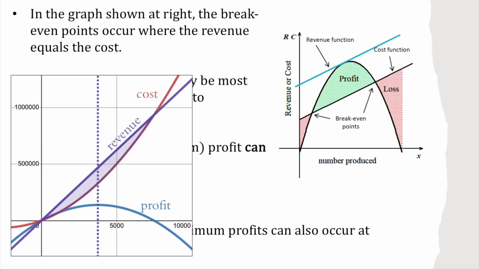Now let's look again at the graph of our example, and you see the equation of the tangent line here is where profits are maximized.